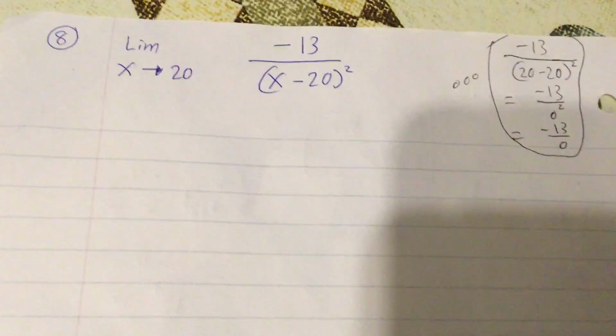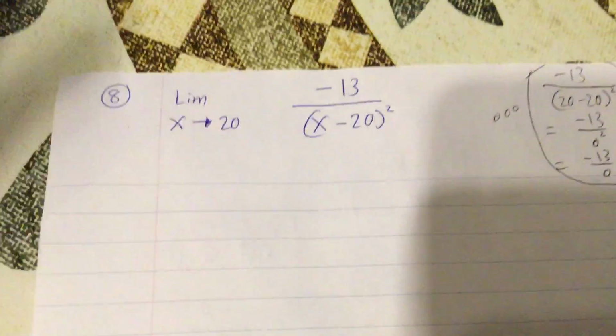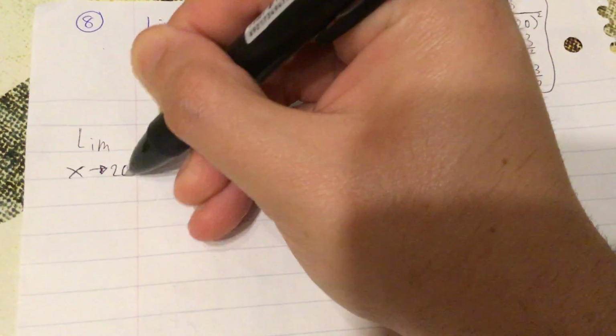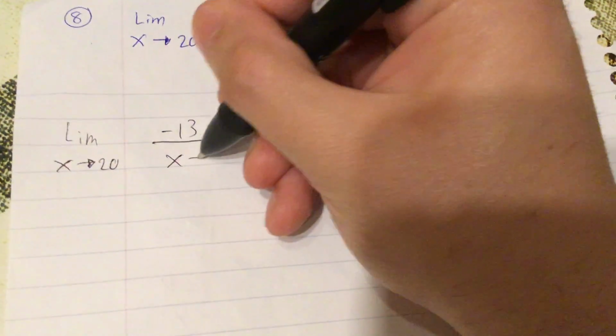I've got to use the left side and the right side, the left-hand limit and the right-hand limit. Let's go. So I'm going to plug in the limit as x approaches 20 from the left side, negative 13 over (x minus 20) quantity squared.